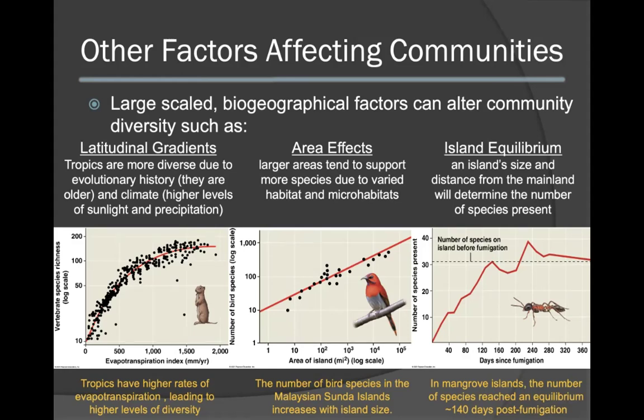And finally, island equilibrium occurs. An island's size and distance from the mainland will also determine the number of species that are present on that island. In mangrove islands, for instance, the number of species reached an equilibrium approximately 40 days post-fumigation.